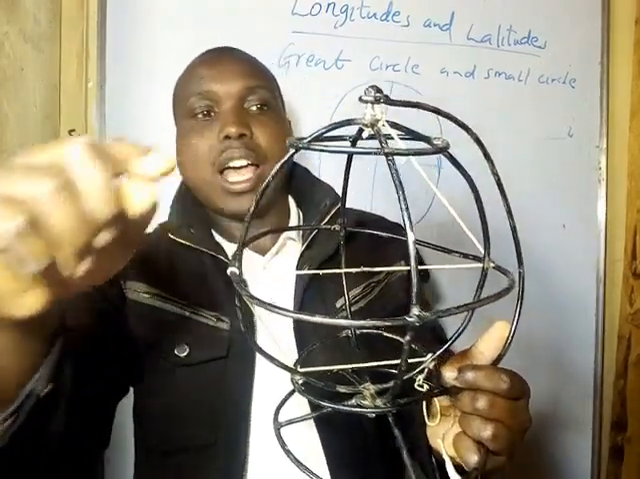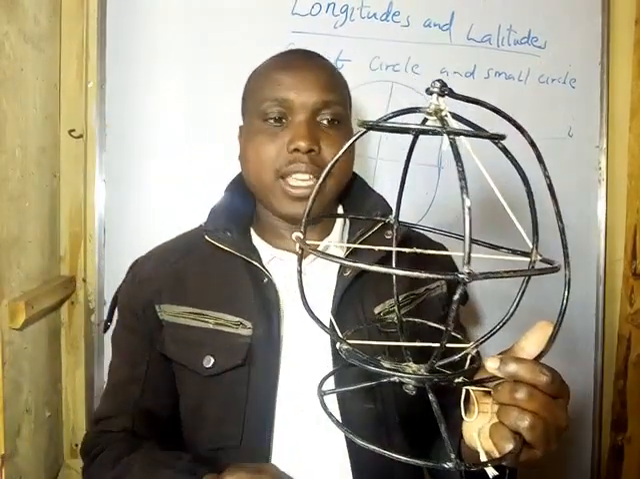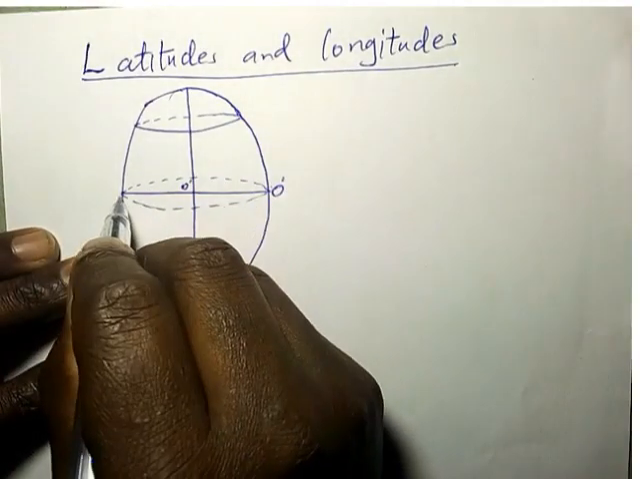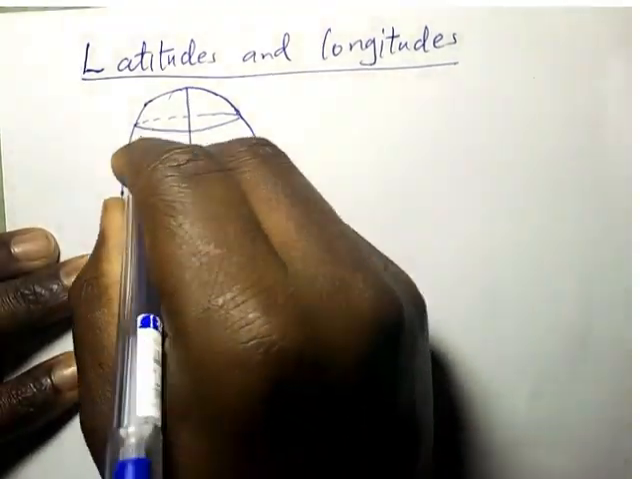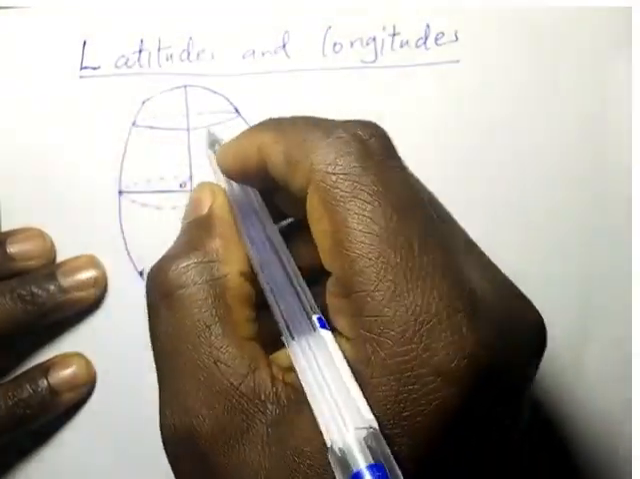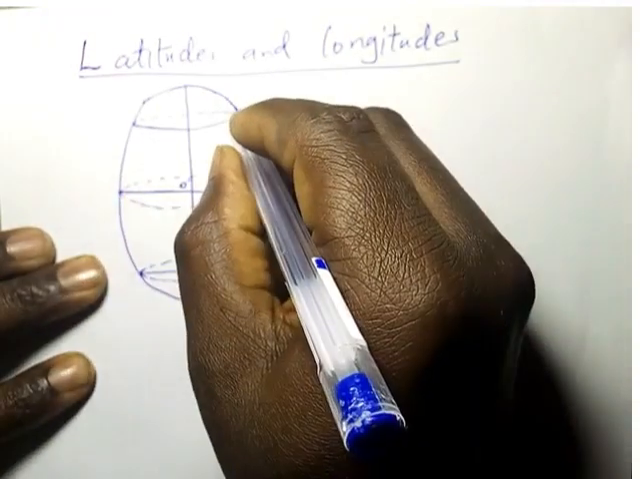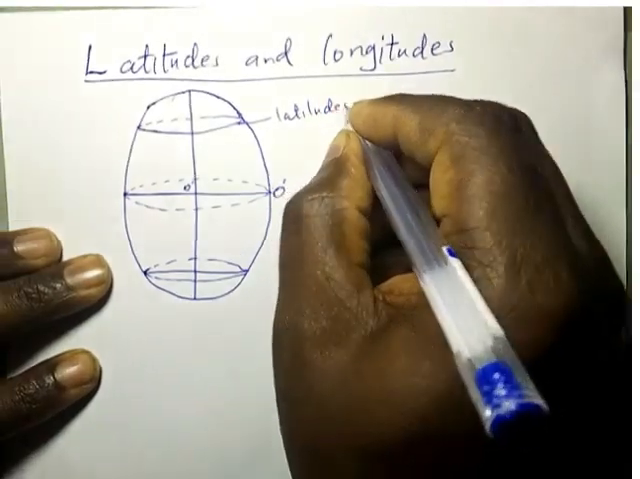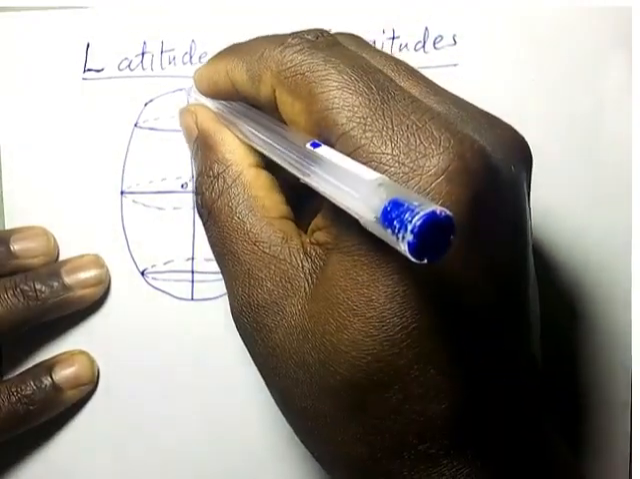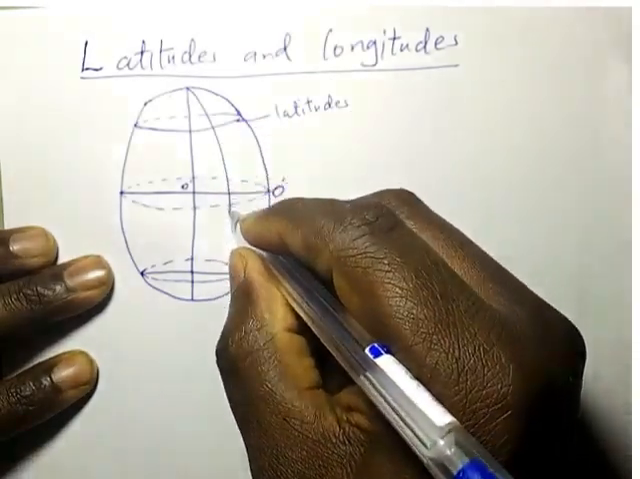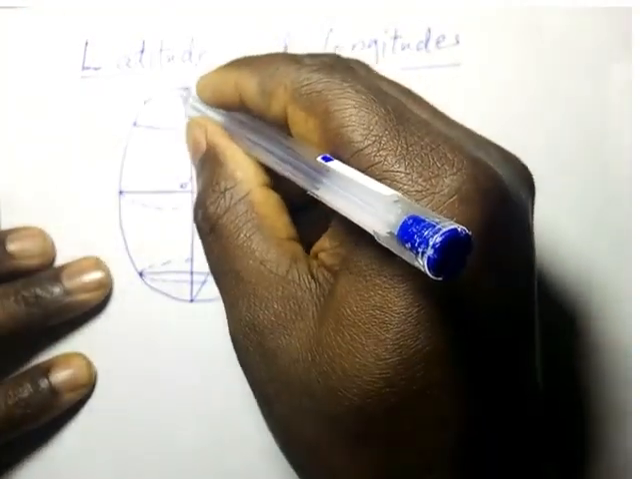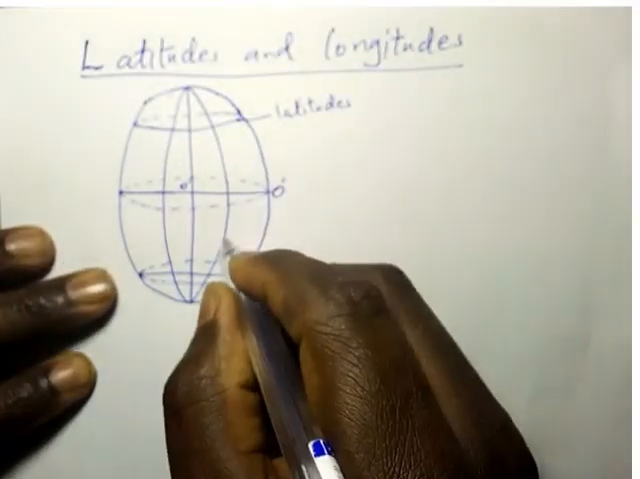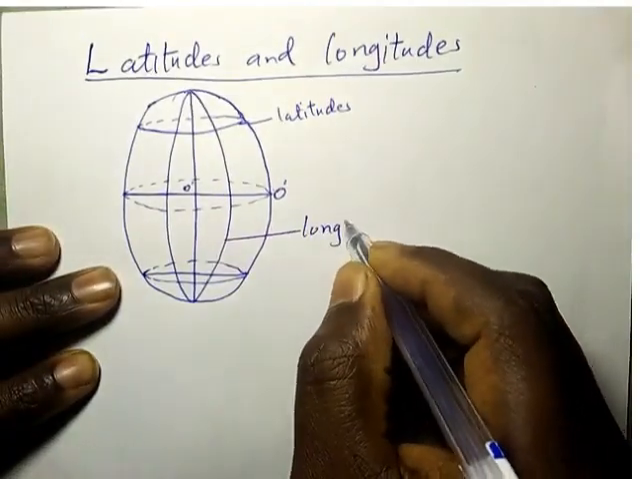These lines that go across like this, we call them the latitudes. We are saying that this is the equator, and the lines that go like this, we call them latitudes. So these lines are called latitudes. Any line that goes down like this, another one, this one itself, they are called longitudes.